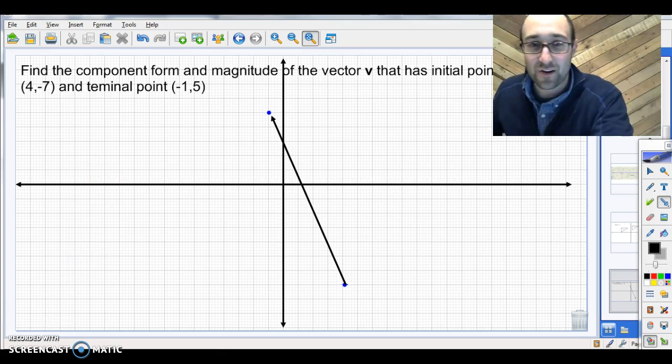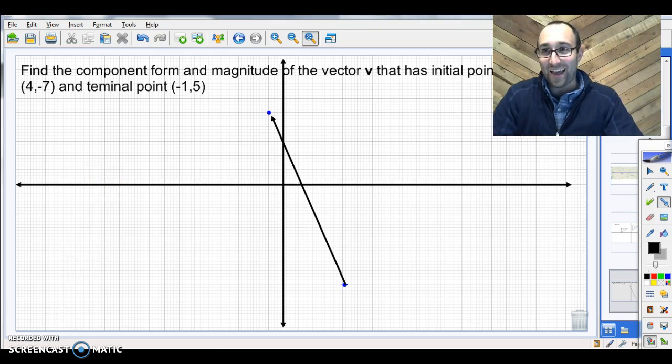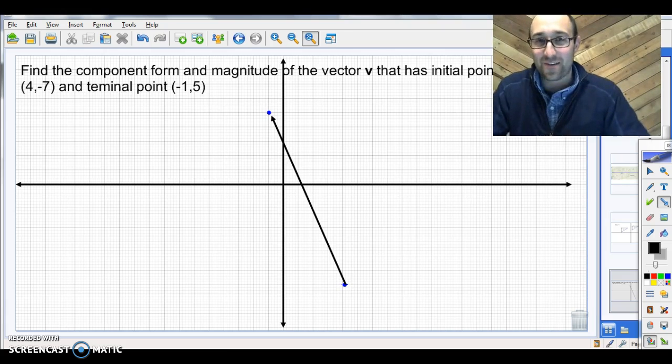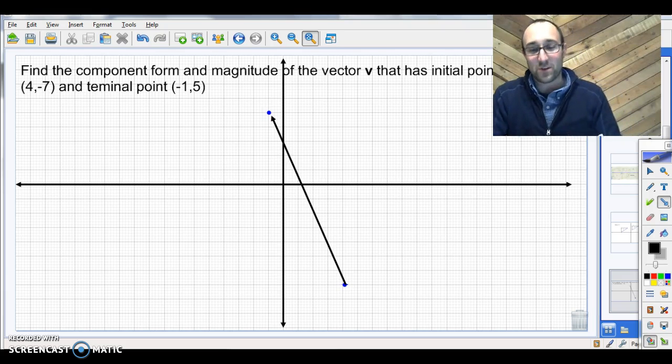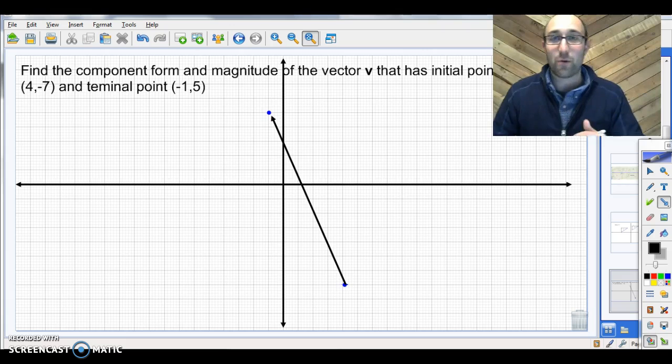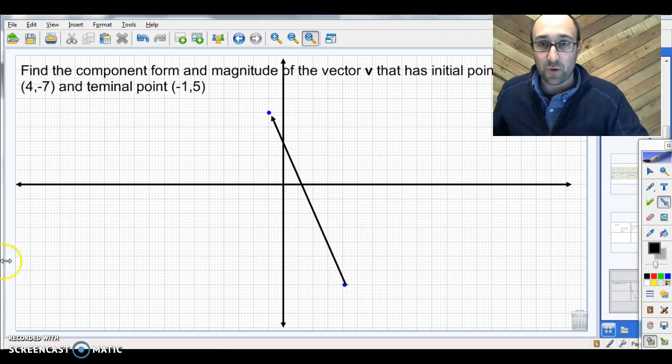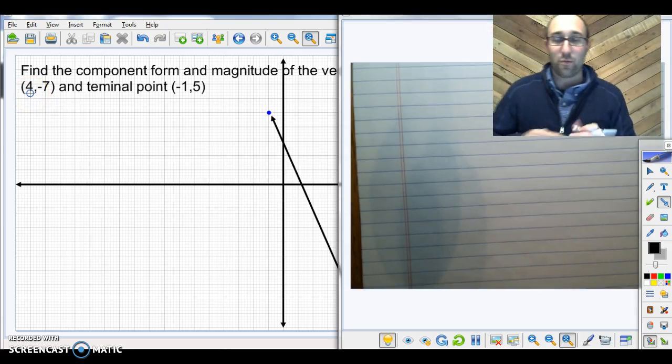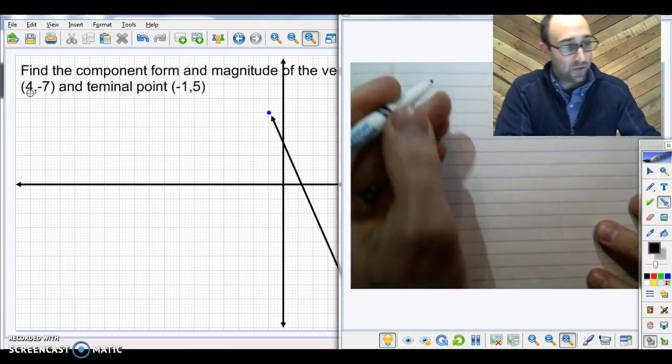We will get to that one here in just 1 second. There it is. All right, we are back. So now we have to find the initial point 4, -7 and terminal point -1, 5. So what we want to try and do here is figure out, first of all, what is the component form. So that means we're going to do terminal point minus initial point. All right, so we have terminal point is the -1.